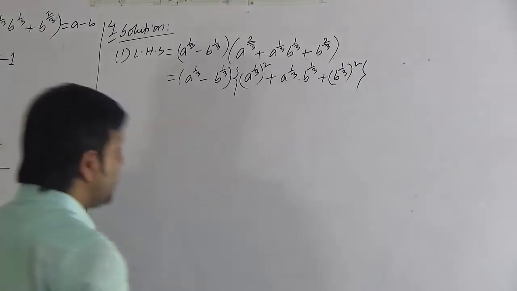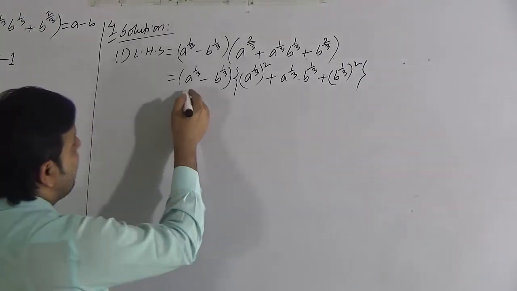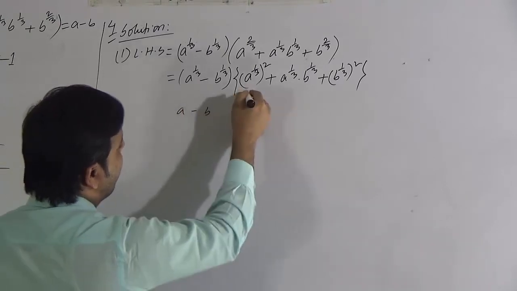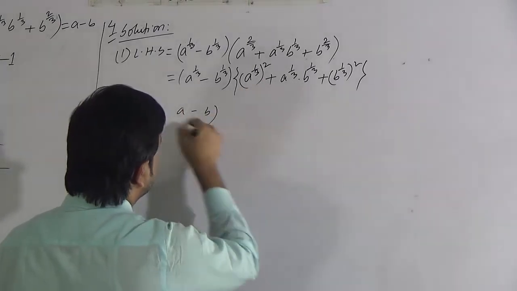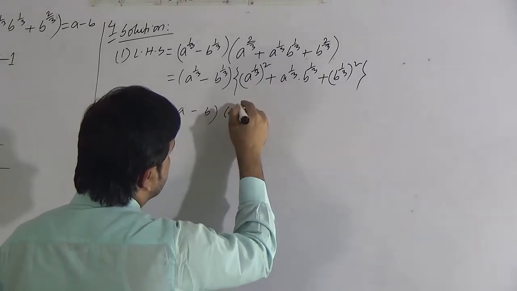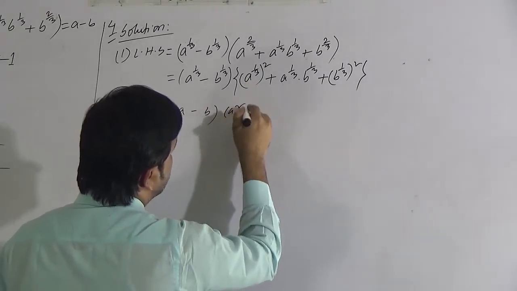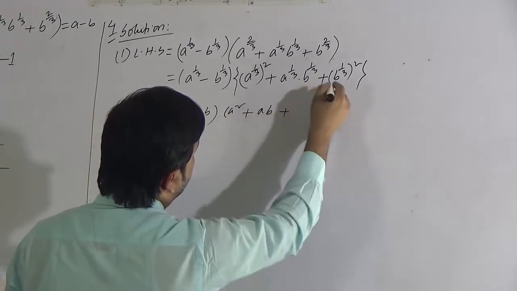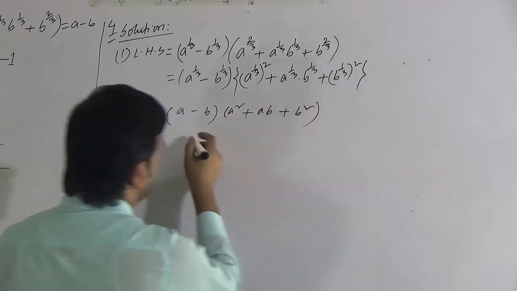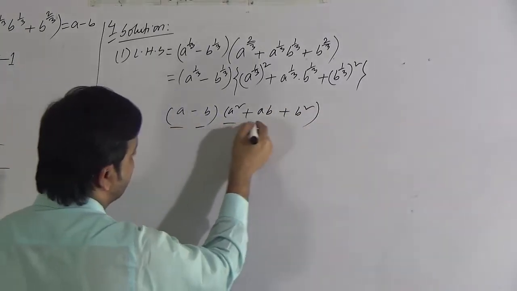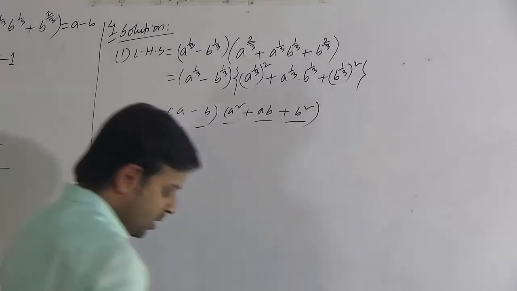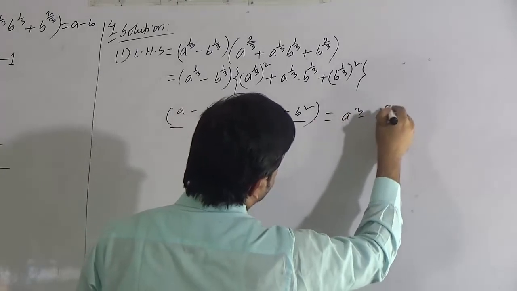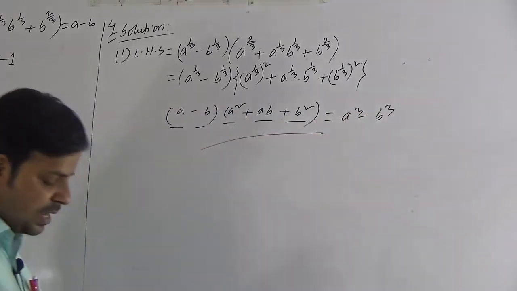Now if you notice here, a to the power 1 by 3 minus b to the power 1 by 3 means a minus b, and a to the power 1 by 3 means a. If we consider this as a, it means a square, plus this as a, this as b, and this will be b square. So you will get a formula, that is a minus b into a square plus ab plus b square. So we can apply this formula. This means a cube minus b cube. This formula is a cube minus b cube.